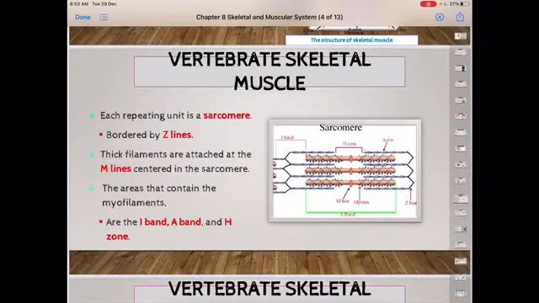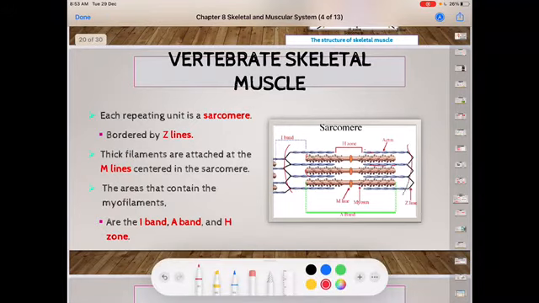Okay, this is the structure of skeletal muscle. One functional unit of muscle fiber is called the sarcomere. So this is one functional unit of muscle fiber, one sarcomere. Sarcomere is produced by specific contractile proteins, which are myosin and actin. They can be found between two Z lines. So this is one Z line, this is another Z line. So between two Z lines is one sarcomere. The Z line is the border for each sarcomere.